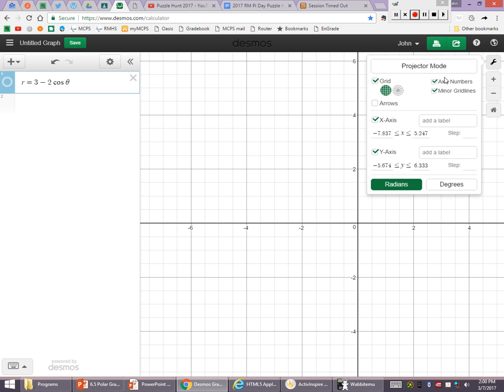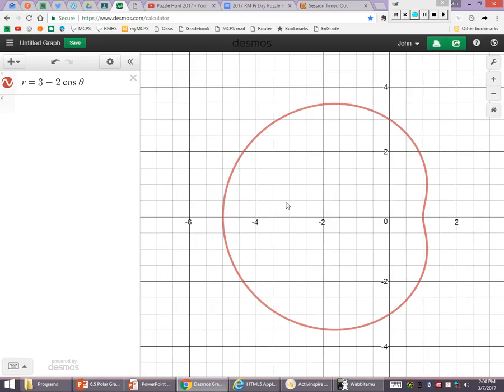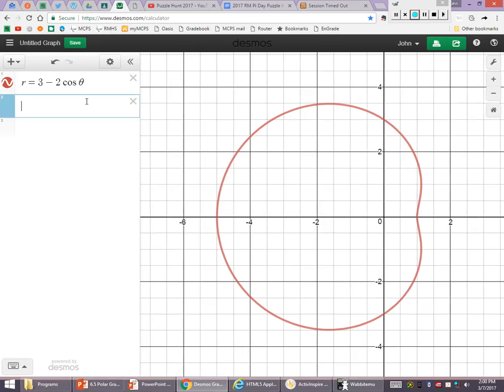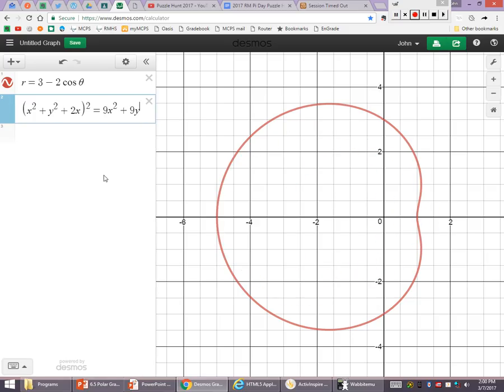All right, hold up. Let's type in Corinne's equation. x squared plus y squared plus 2x, all of that squared equals 9x squared plus 9y squared.